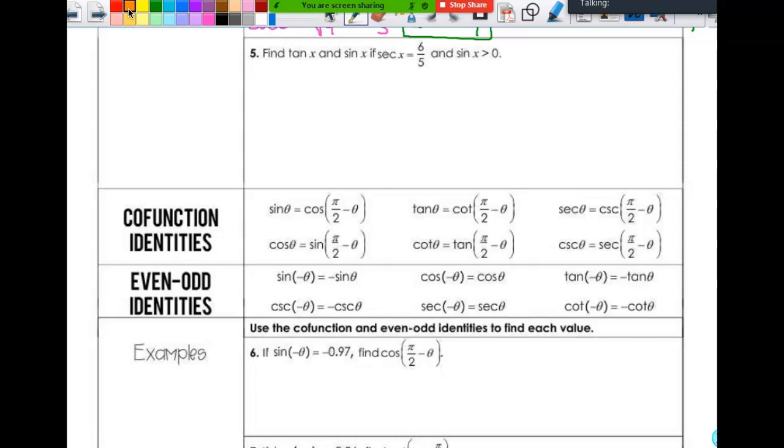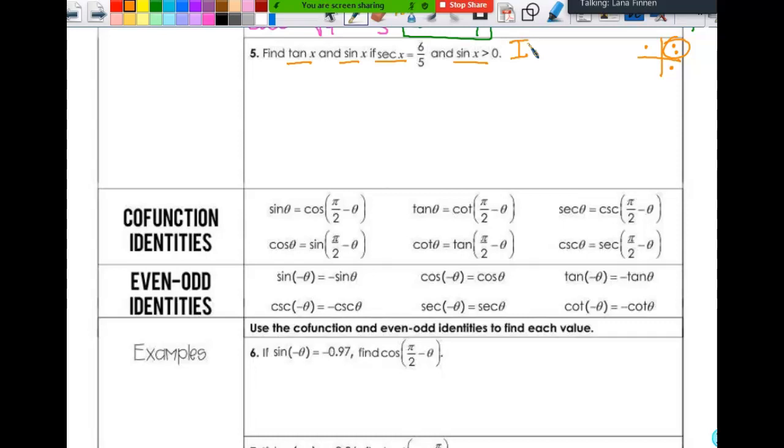Okay, so here's my quadrant thought process. I want to find tangent and sine. So secant is positive. Secant is the reciprocal of cosine. So cosine is positive in the first quadrant and in the fourth quadrant. And then sine is also greater than 0, so it's positive in the first quadrant and the second quadrant, which means this is a quadrant 1 situation, and everything's positive in quadrant 1, so I don't have to think too hard.